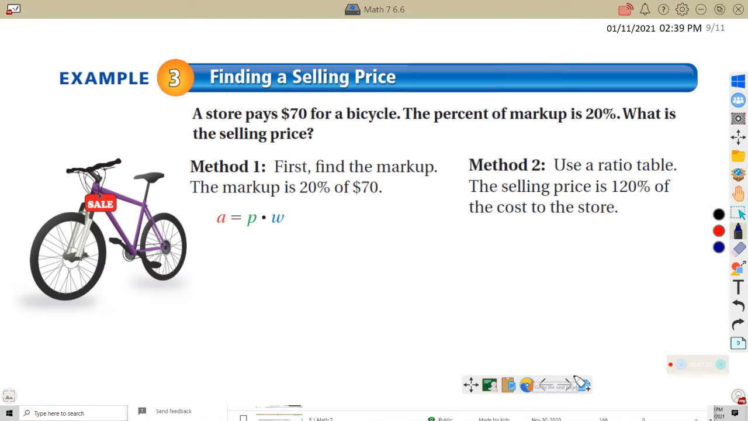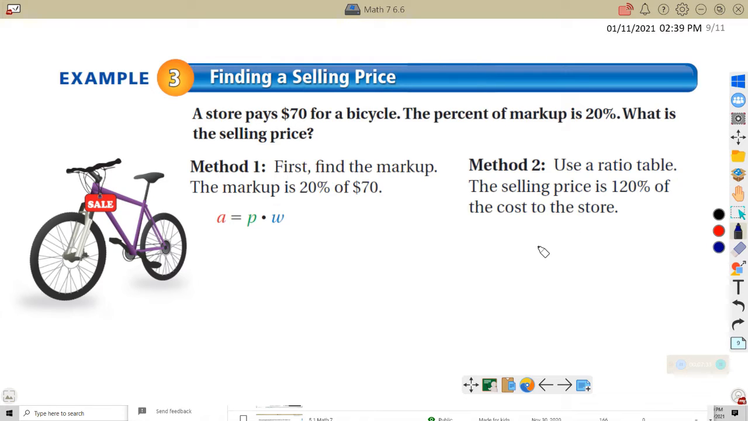Okay, example 3, finding a selling price. So in this case, let's read through this here. A store pays $70 for a bicycle. The percent of markup is 20%. What is the selling price? Okay.